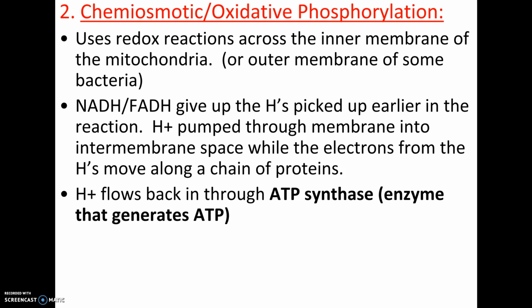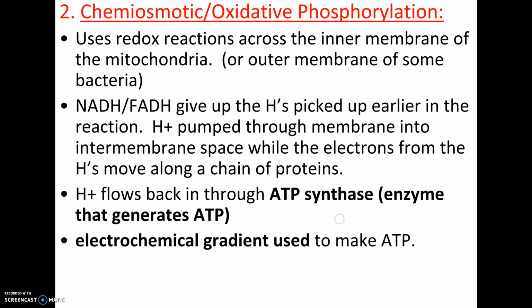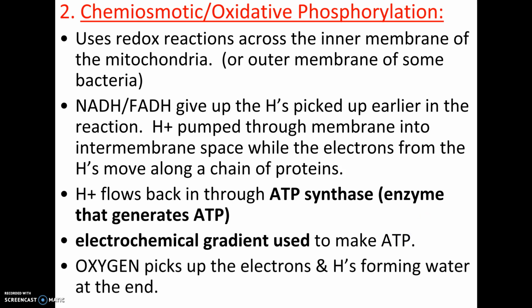So the hydrogens get pumped out, they flow back in through this enzyme, and this is an electrochemical gradient, and ATP is going to be generated. At the very end of the electron transport chain, oxygen is going to pick up the hydrogens and form water. So just like how one of the first steps in photosynthesis was to break water, the very last thing that happens in cell respiration is you make water. The hydrogens go back to water.